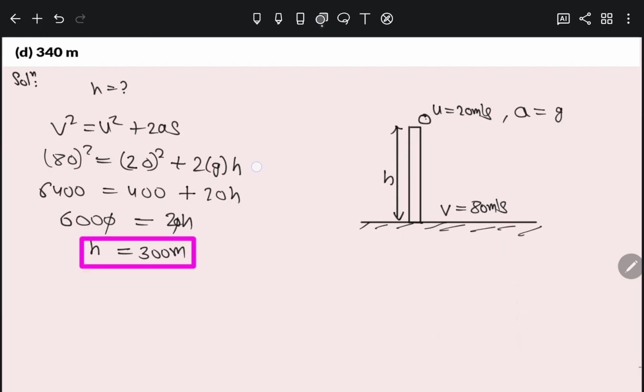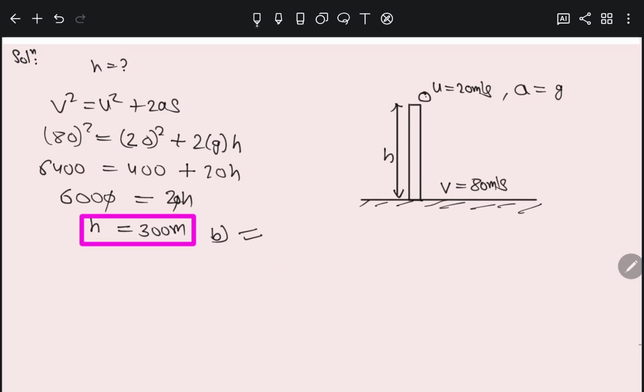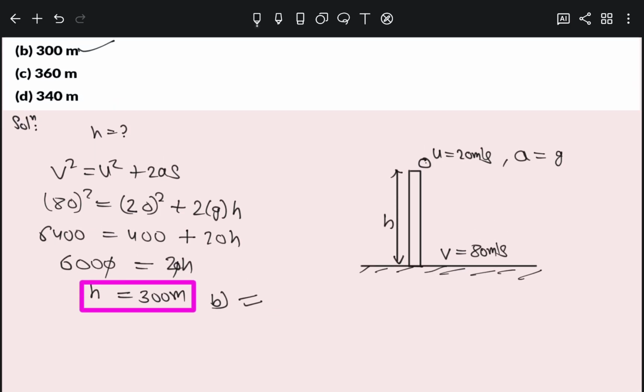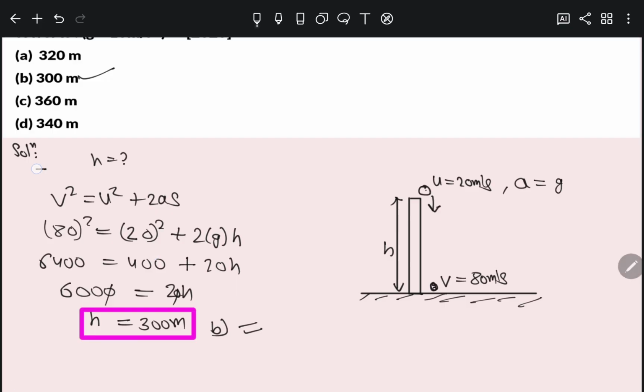H is 300 meter, right? Understandable now? So no confusion left now. So in this question, again I explain. They have told that the initial velocity is 20 meter per second, and they threw it downwards, right? And the final velocity when it hits the ground is 80 meter per second, and they are asking what is the height of the tower, right? So we just apply the equation of motion.